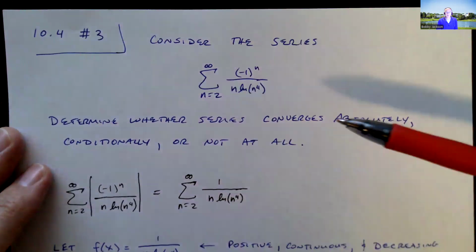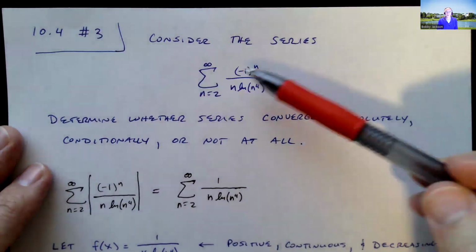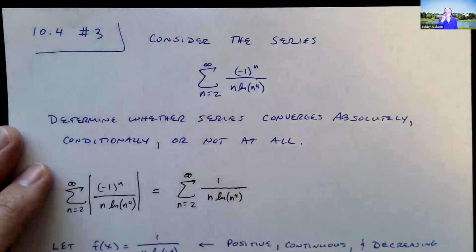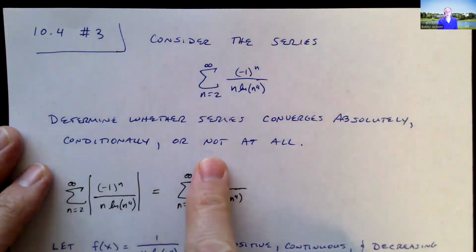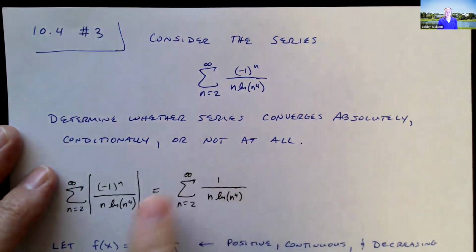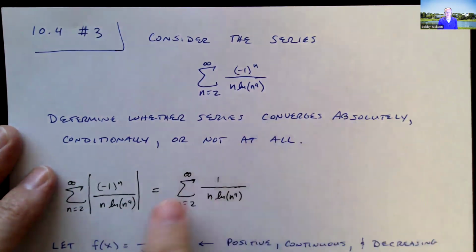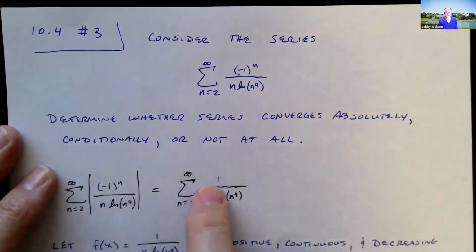Let's take a look at number 3 here in section 10.4. We're to consider this series and determine whether it is convergent, converges absolutely, conditionally, or not at all. So we will again, because to see if it's absolutely convergent, we're going to take the absolute value, which basically this sign changer up here, -1 to the n, just becomes +1. And let's take a look at this series.